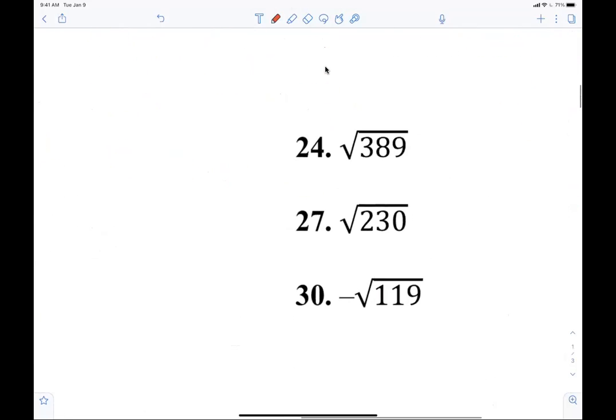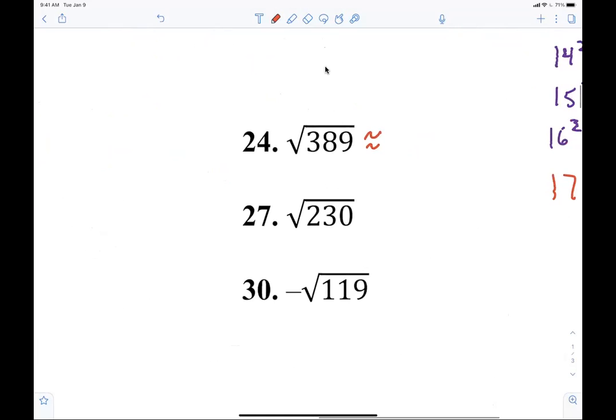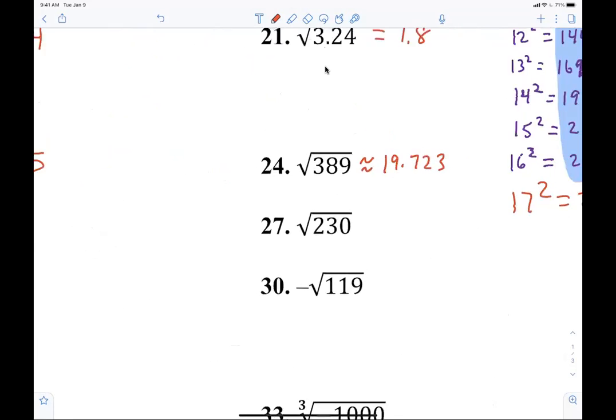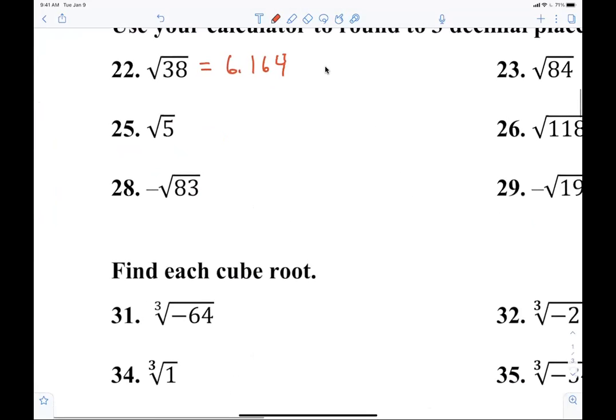Maggie, 24. Now this is also the approximate sign, guys. See the squiggly? Squiggly means approximately. That lets the person know that it's not exact, it's a rounded number. All right, so Maggie, what's that? 19.723. Anybody else get 19.723? All right, here we go. Next, 25, square root of 5. 2.236. Yes. Anybody else get that? All right, here we go.